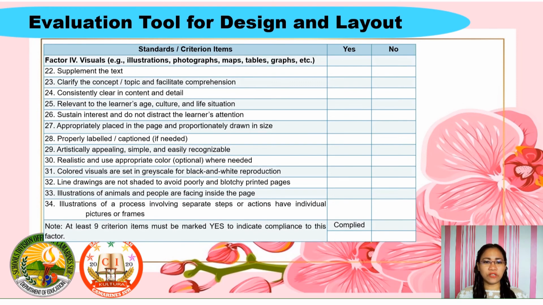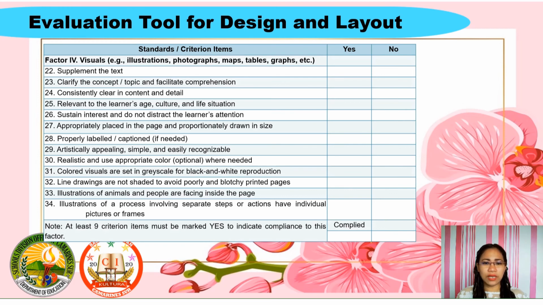For the fourth factor, the visuals, such as illustrations, photographs, maps, tables, and graphs. It should supplement the text, clarify the concept or topic, and facilitate comprehension. It should be consistently clear in content and detail, relevant to the learner's age, culture, and life situation. Sustain interest and do not distract the learner's attention. Appropriately placed in the page and proportionately drawn in size. Properly labeled and captioned. It should be artistically appealing, simple, and easy to recognize. Realistic and use appropriate color where needed.